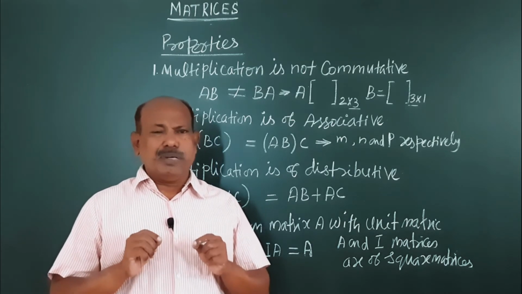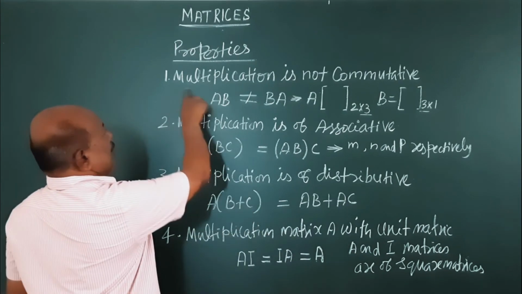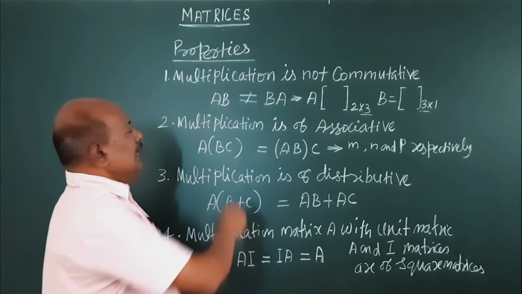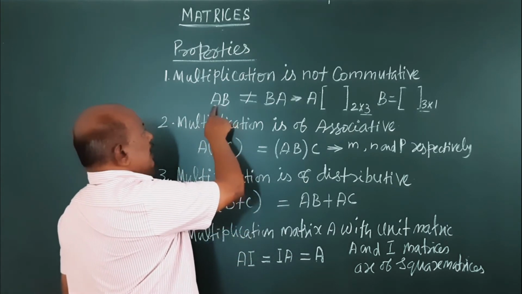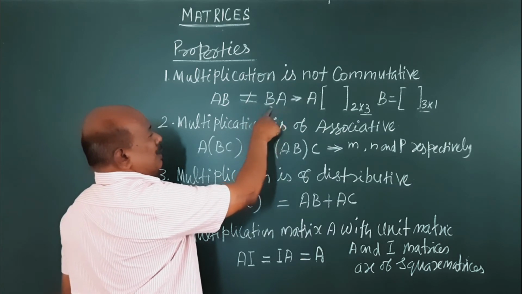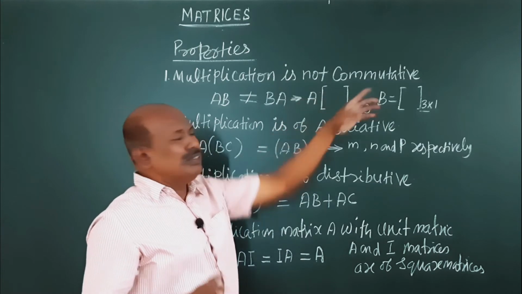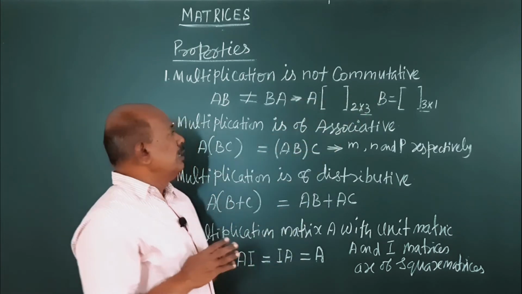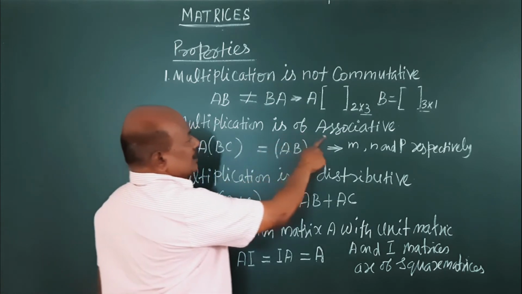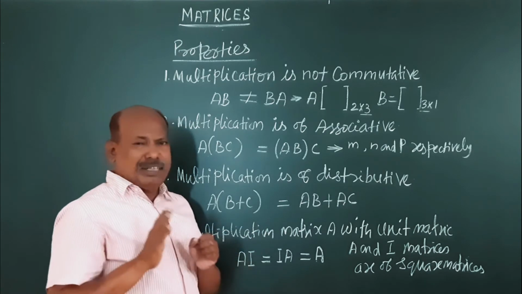The first property of multiplication of matrices. Here, multiplication is not commutative. You see here, the A into B matrix is not equal to B into A. That is called not commutative. Then, second property, multiplication is associative.